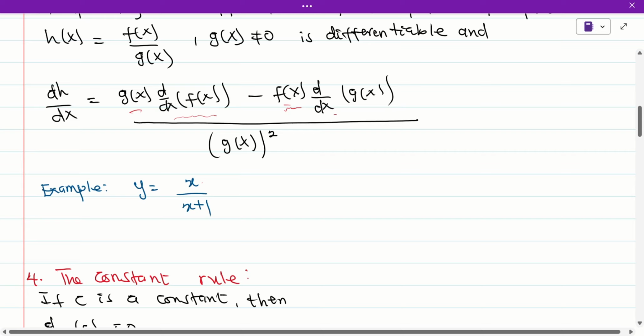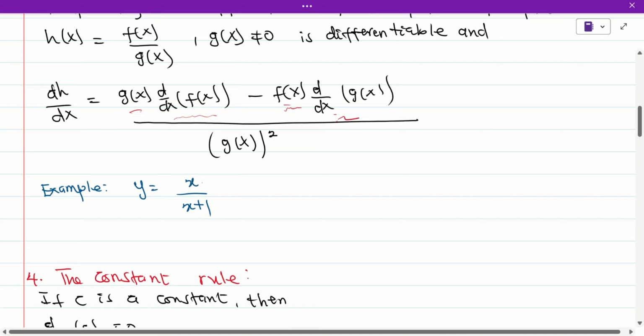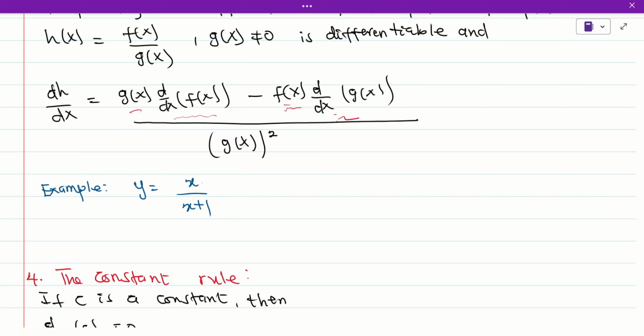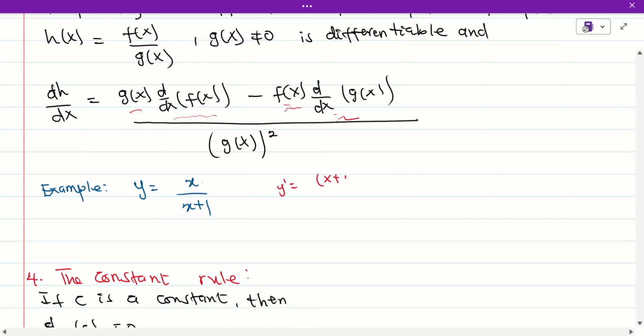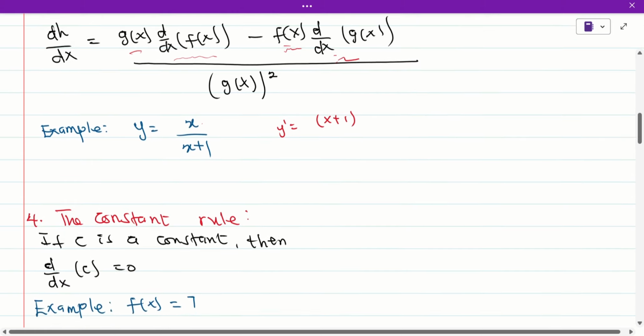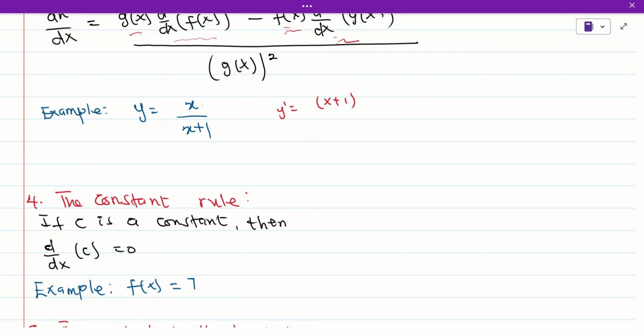Minus we hold f of x constant. Then we differentiate g of x, all over g of x all squared. So apply the same principle to solve this example below. You're going to hold x plus 1 constant, because here you can see that g of x was held constant here. So our x plus 1, we hold it.